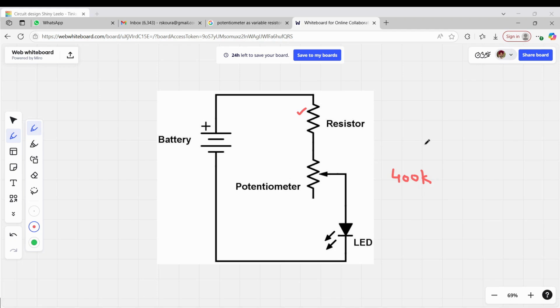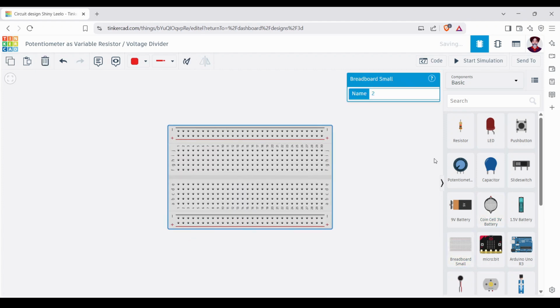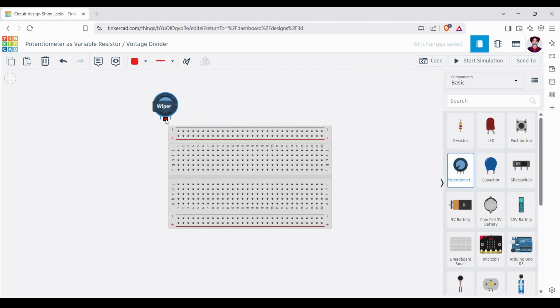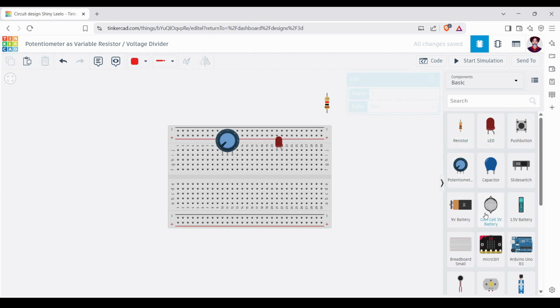Let me now explain this particular system on Tinkercad. Now in Tinkercad, let us take a breadboard. Let us take a potentiometer. So I'll fix it somewhere here. We'll take a resistance. Let's see where we'll put it. Let's take an LED. So we'll probably put it here. And let's take a battery. Let's take this battery.